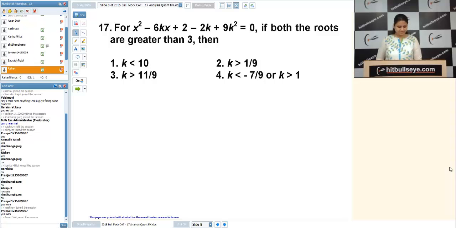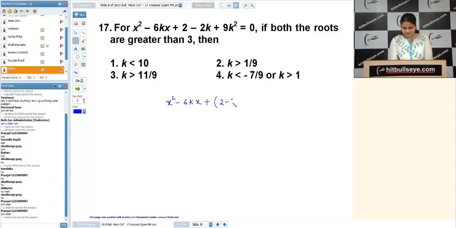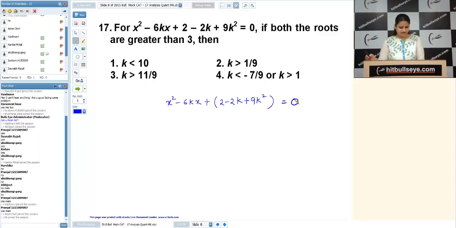Question number 17 says one equation is given, x square minus 6kx plus, that is a constant term, 2 minus 2k plus 9k square, is equal to 0. It is given that both the roots are greater than 3. If both the roots are greater than 3, it means sum should be greater than 6, of course, and product should be greater than 9.